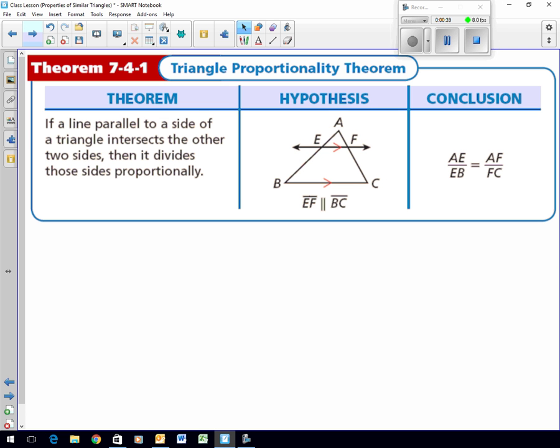Okay, first thing, we have what we call the triangle proportionality theorem.